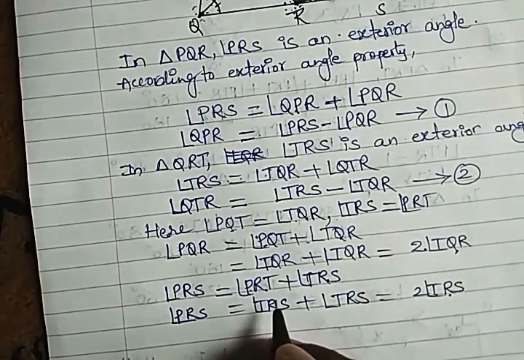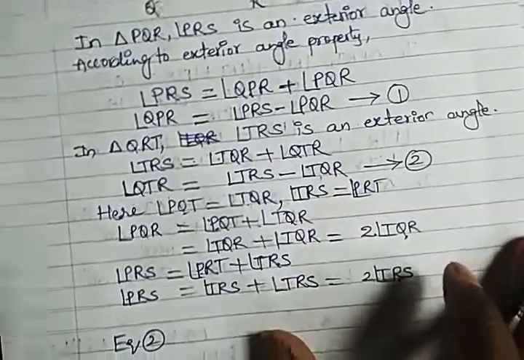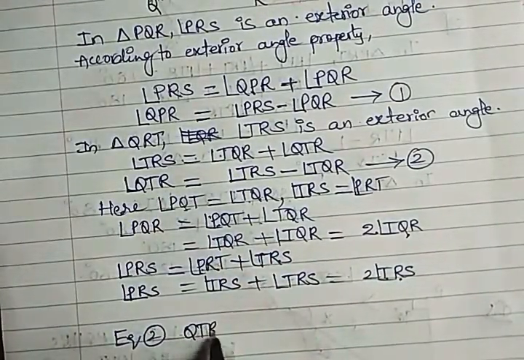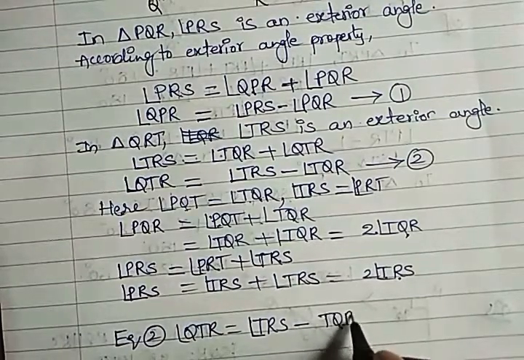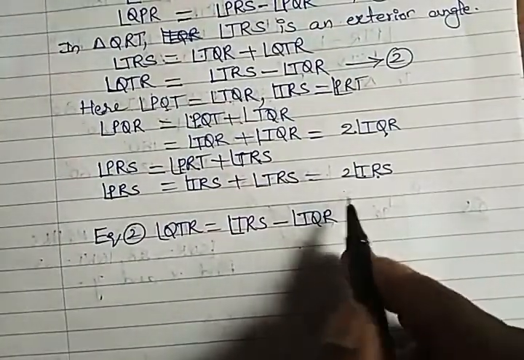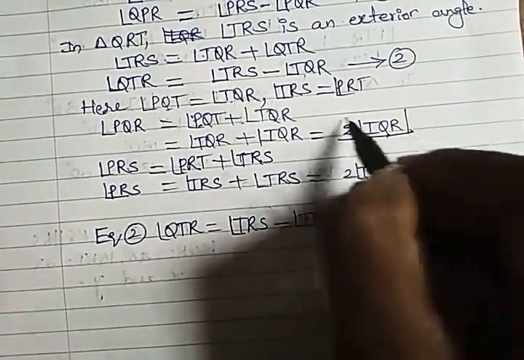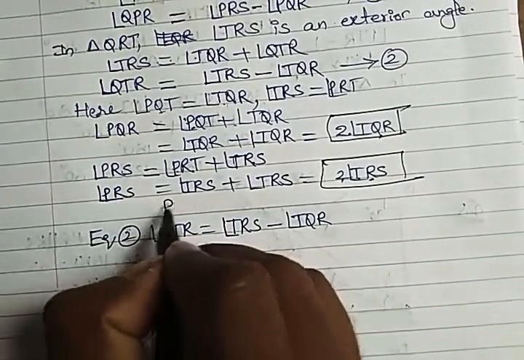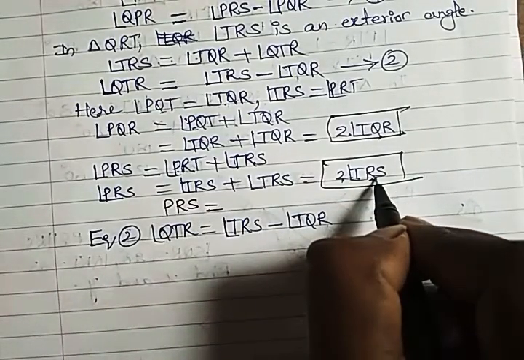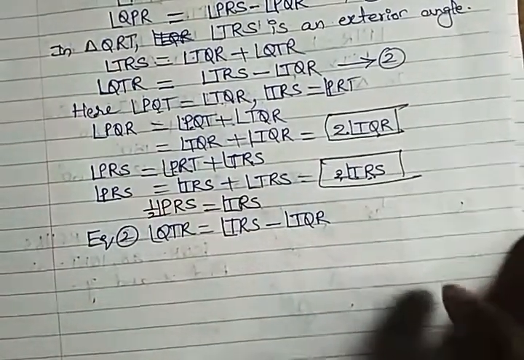PQR is equal to 2TQR. Now let us take equation 2. Equation 2 is QTR is equal to TRS minus TQR. In this equation we have TRS and TQR. This is 2TQR and this is 2TRS. If we send the 2 to the other side, PRS is equal to 2TRS, so TRS becomes 1/2 PRS after the 2 comes to the left side. Same here also.